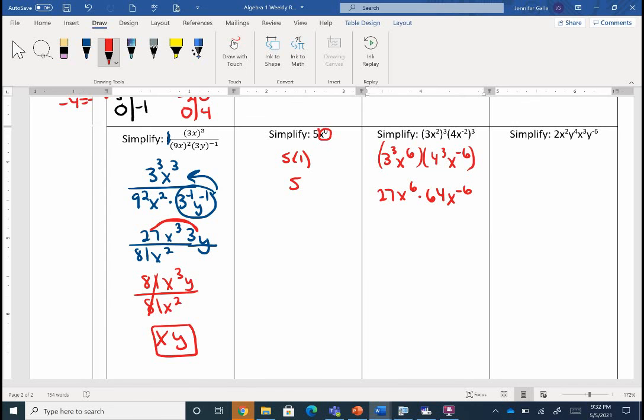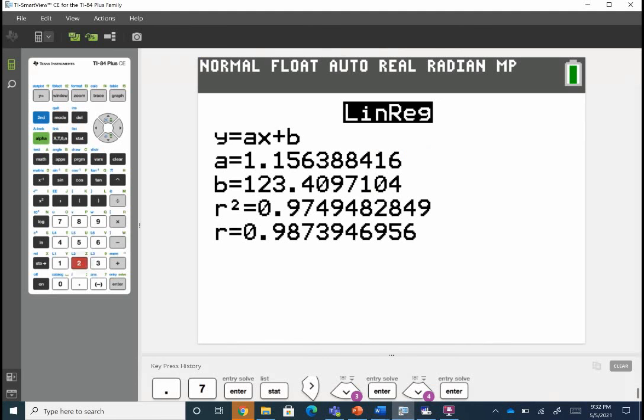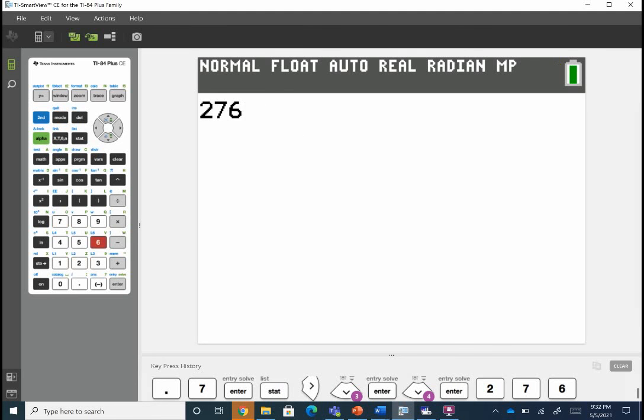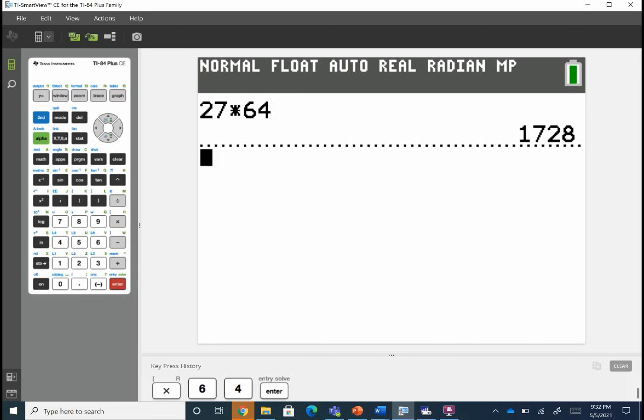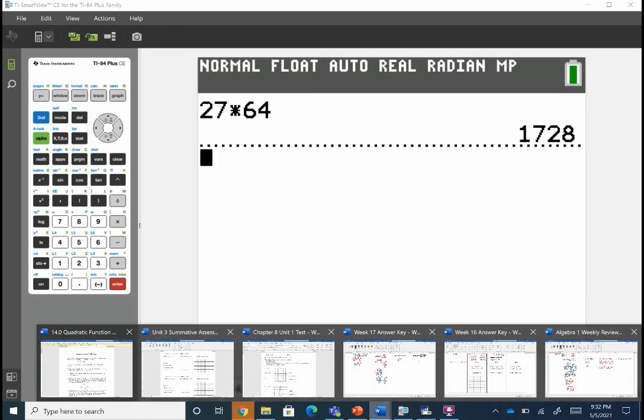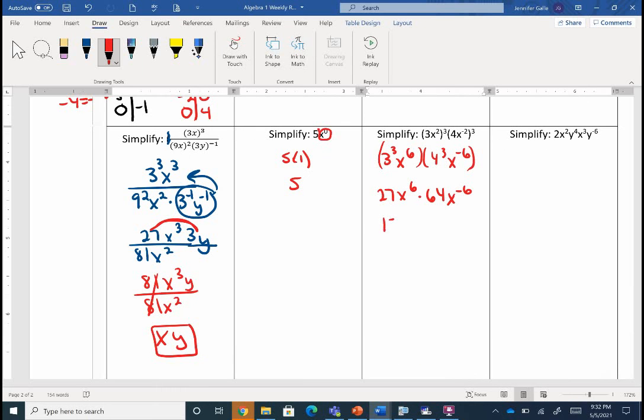Then I need to do 27 times 64. I don't know that off the top of my head. 1,728. Then x to the 6th times x to the negative 6, we would add those exponents and we just end up with 0. So my final answer is 1,728.